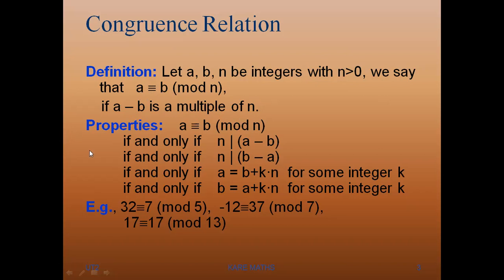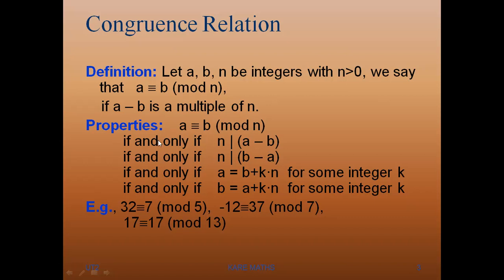Let us see some basic properties here. All these things are familiar to us, a small recap over here. So properties: a is congruent to b mod n if and only if, as I told you already, n divides a minus b.